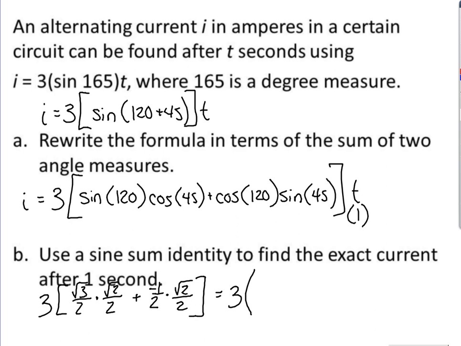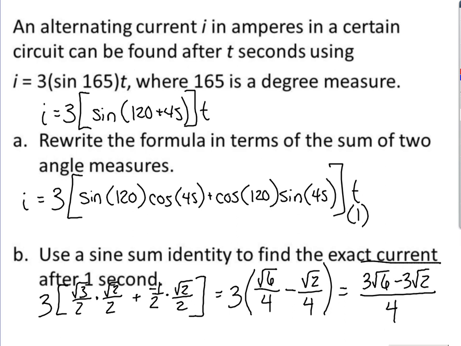Radical 3 times radical 2 gives us radical 6. 2 times 2 gives us 4. Negative 1 times radical 2 gives us a negative radical 2 over 4. We can multiply that 3 in, and so it's just going to be multiplied by each piece. And then we can make it one subtraction. So it'd be 3 radical 6 minus 3 radical 2 all over 4 because it has the same denominator.